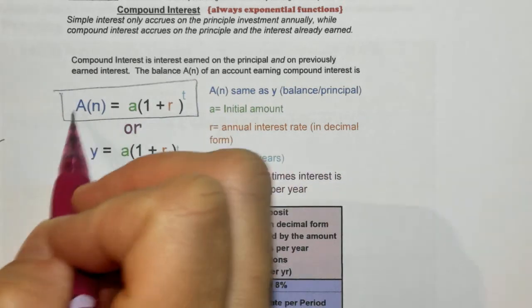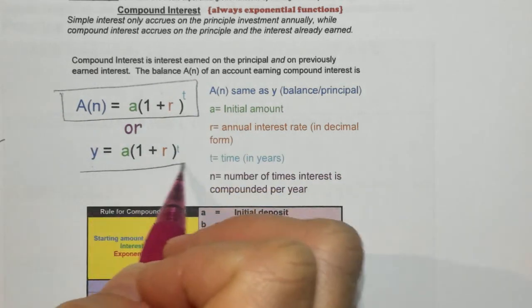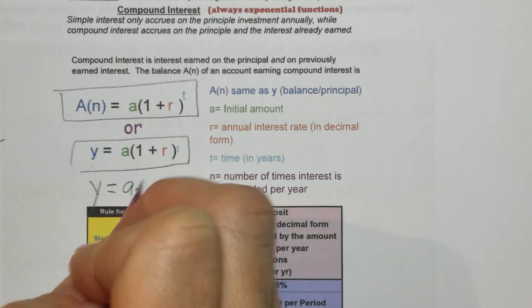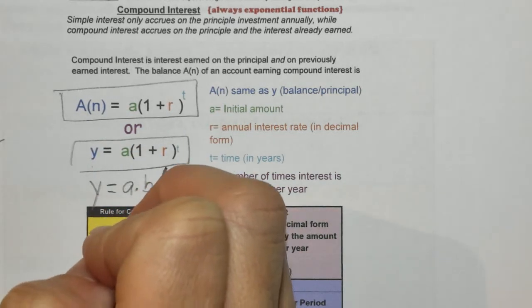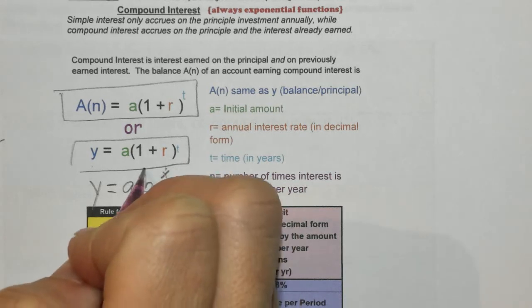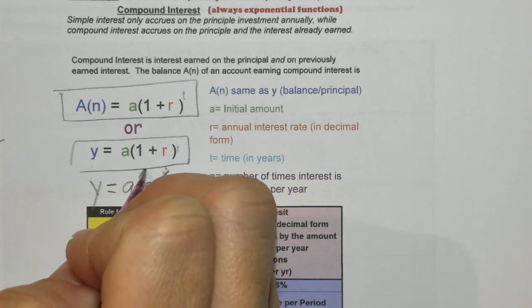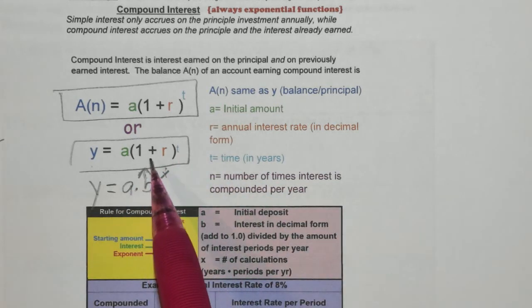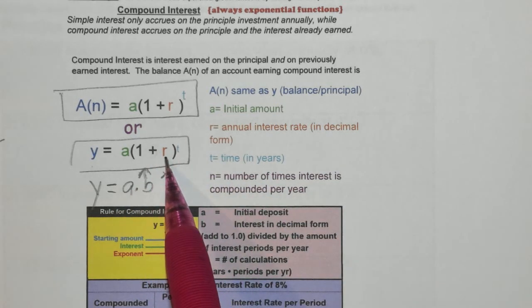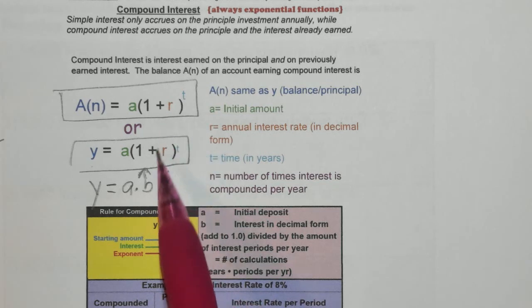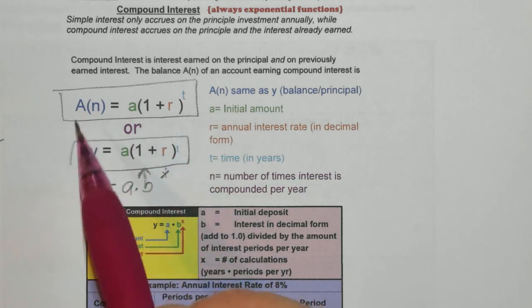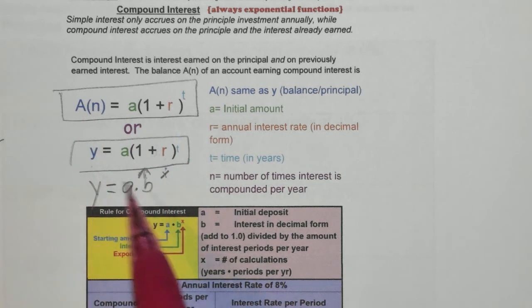Same thing, A of n or y, these are all the same things, and again, even y equals a times b to the x, or a to the t, it doesn't really necessarily matter, but the b is what's in the parentheses in this case, and again, it's a growth because you're adding a particular percent in decimal form. So nothing changed here from last video to this video. It's the same exact formula, so it's pretty easy to remember.